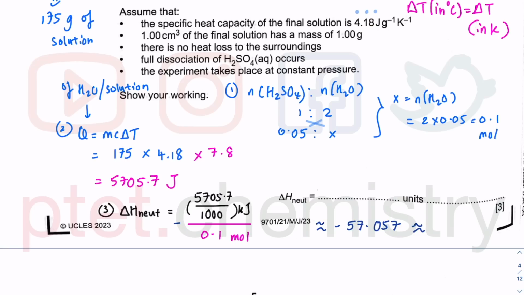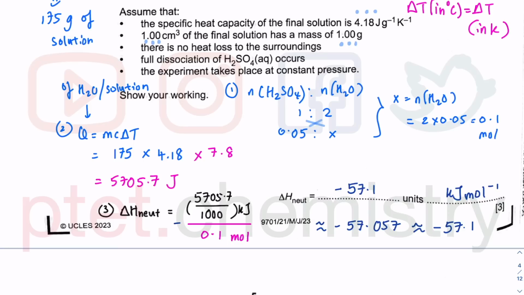4.183, 3 sig fig, 1.00, 1.00 there. Those are the density of water as mentioned earlier in the question. So this will give you minus 57.1, and this will be in kilojoule per mole, which I've just stated above there. And my answer will have a sign, a value, and also a unit.